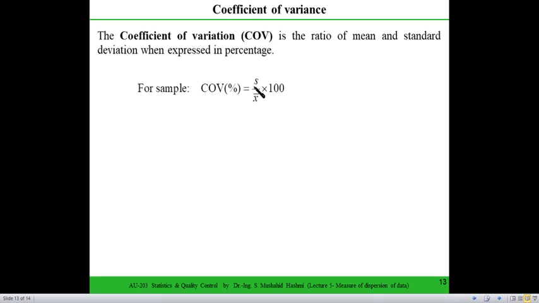Since we are talking about the standard deviation of a sample and a sample mean, it is called the coefficient of variation for a sample. Similarly, the coefficient of variation for a population would use the population standard deviation and population mean. So this would be the formula for calculating the coefficient of variation.